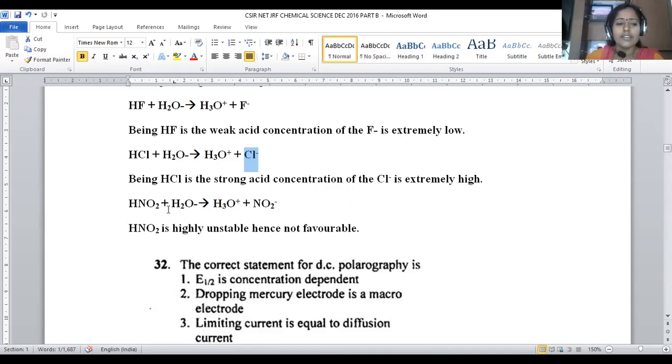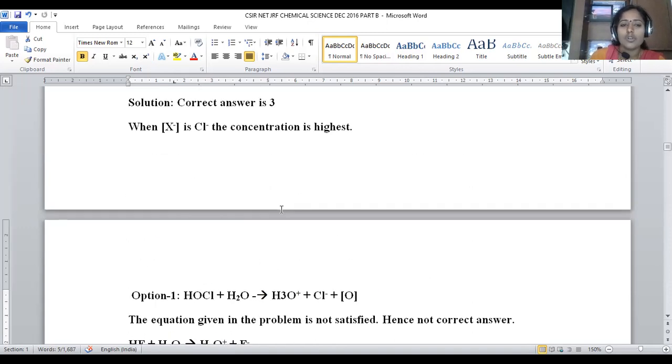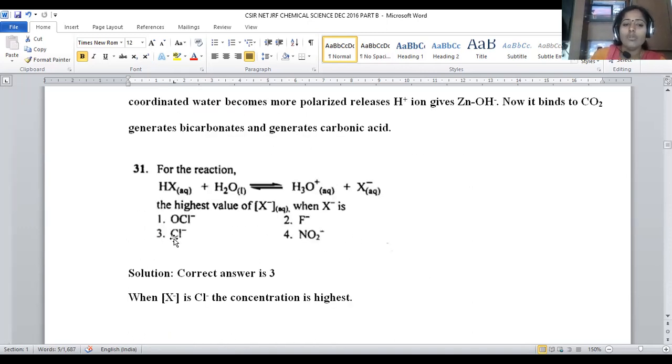When HNO2 is treated with water, H3O plus and NO2 minus formation is possible, but the starting material we are taking, HNO2, called nitrous acid, is highly unstable. This reaction is not at all favorable. So option number 4 is also not correct. Only the suitable answer is chloride. For question number 31, option number 3 is the correct answer.